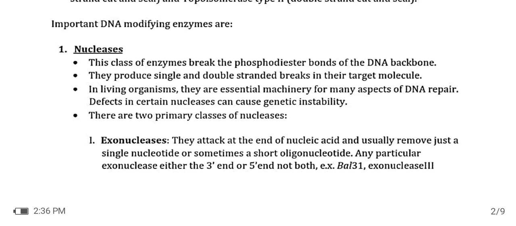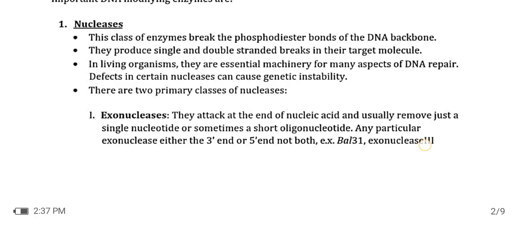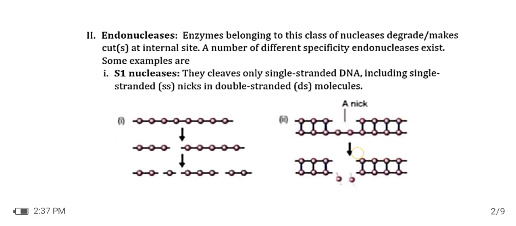Exonucleases attack at the end of a nucleic acid and usually remove just a single nucleotide or sometimes a short oligonucleotide. Any particular exonuclease acts on either the 3' end or the 5' end, but not both. Examples include BAL31 and exonuclease 3. Endonucleases, enzymes belonging to the class of nucleases, make a cut at an internal site. A number of endonucleases with different specificity exist.